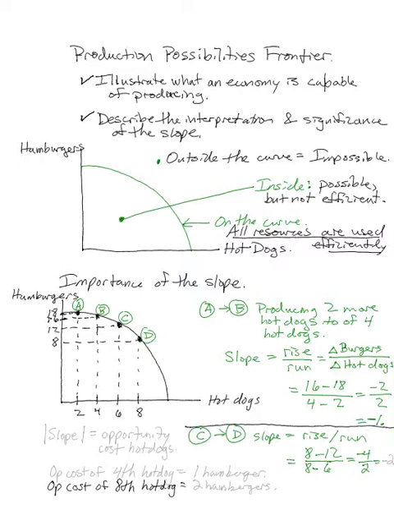For production possibilities frontiers, the slope, if you ignore the negative sign, so the absolute value of the slope, if you will, is equal to the opportunity cost of the good that's on the horizontal axis. So in this case, it's the opportunity cost of hot dogs. What this means is when you're moving from point A to B, when you decide to produce the 4th hot dog, the opportunity cost of the 4th hot dog is equal to the slope at this point, if we ignore the negative sign, which is in this case 1 hamburger.